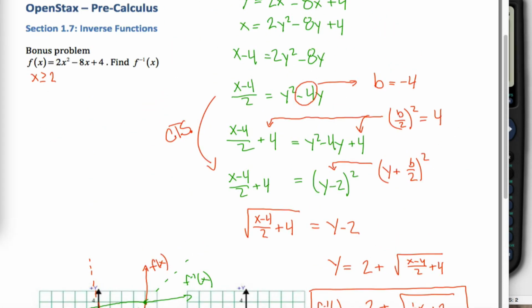There's more ways you can check this. You can compose these guys together. You can find, I don't know, maybe f of f inverse of x. That better be equal to x. If this really is the inverse, when I compose it with the function, in either direction, it should be equal to x. Well, can you do that?